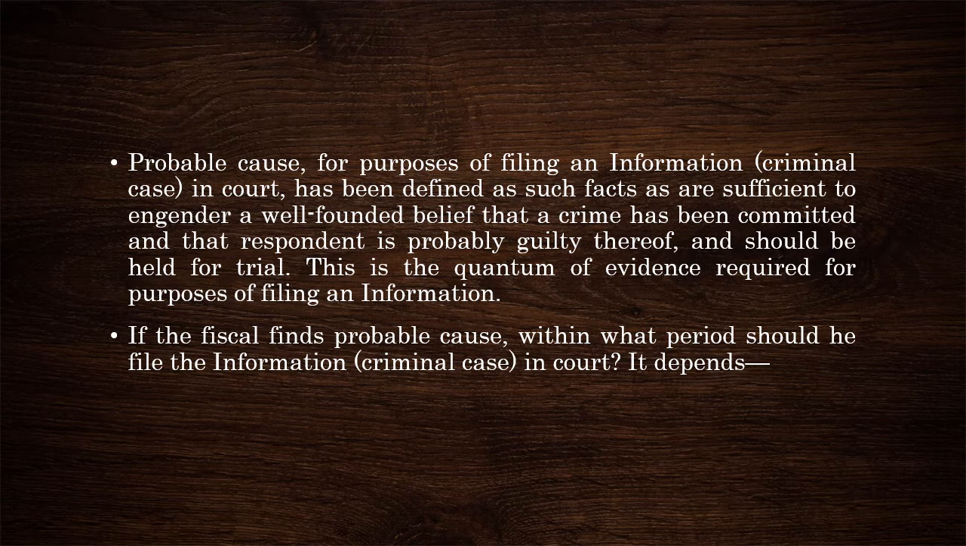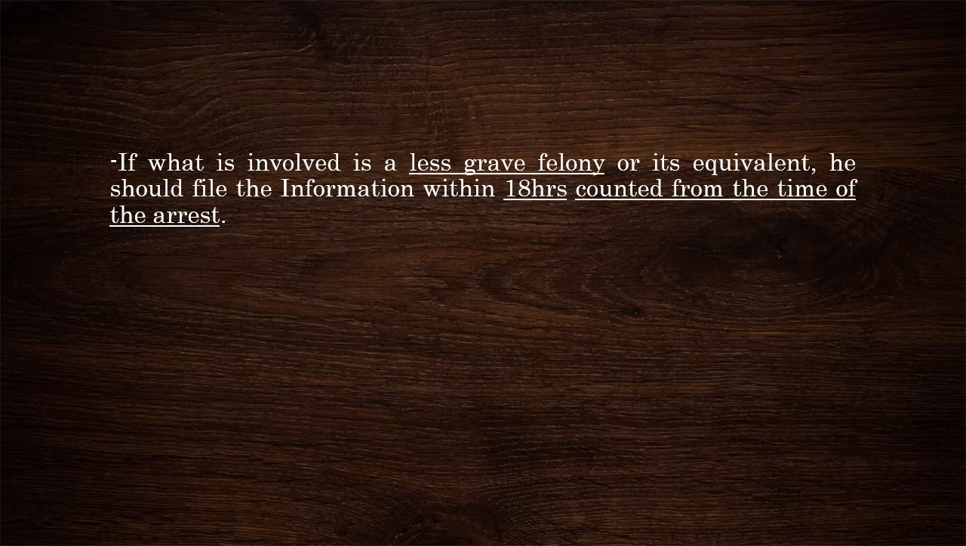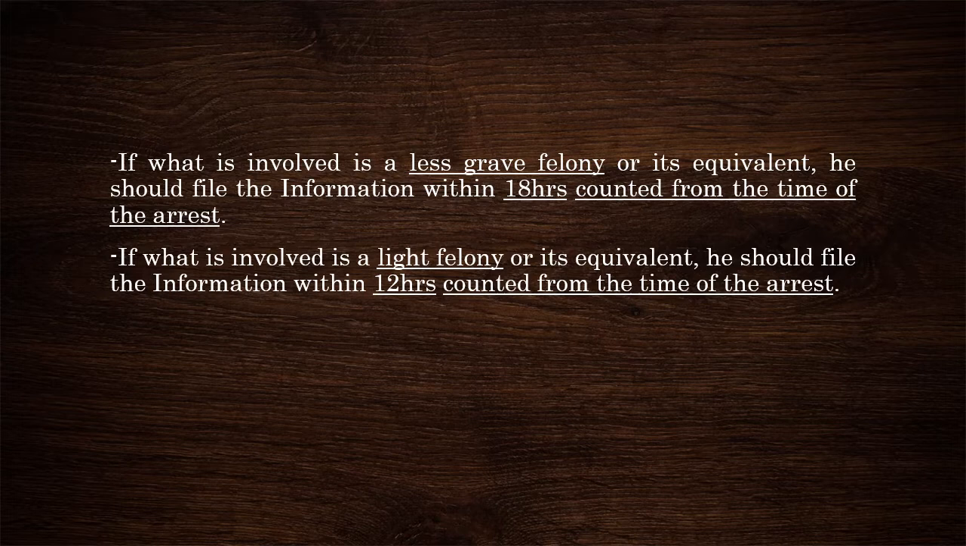Now, if the fiscal finds probable cause to file a criminal case or an information in court, within what period should the fiscal file such information? The answer is, it depends. If what is involved is a grave felony or its equivalent, the fiscal should file the information within 36 hours counted from the time of the arrest. If what is involved is a less grave felony or its equivalent, then the fiscal should file the information within 18 hours from the time of the arrest. And if what is involved is a light felony or its equivalent, then he should file the information within 12 hours, counted also from the time of the arrest.